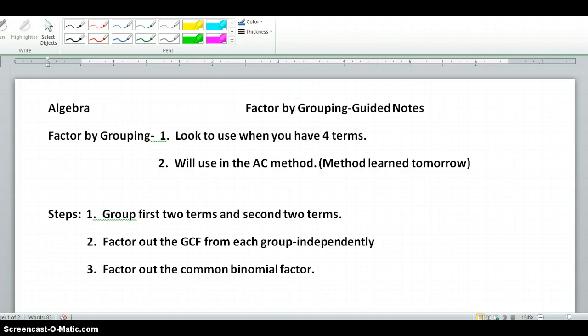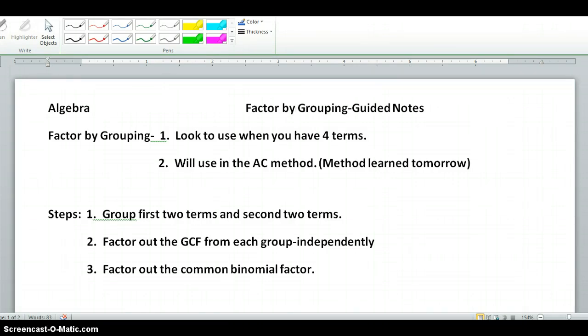This method of factoring is mainly used when we have four terms. So anytime you see four terms, you're going to look to use factor by grouping. It is a very important method for the future, speaking of tomorrow, because we will use this in what we call the AC method. There are three very simple steps to this method.